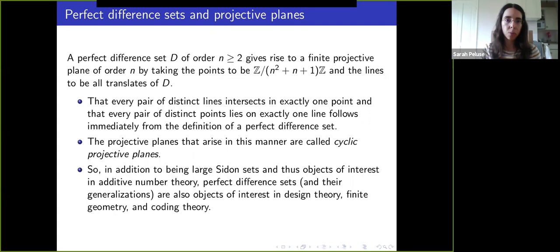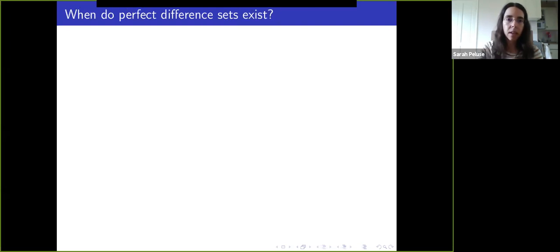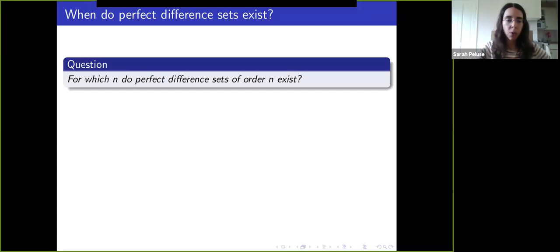The most basic question you can ask about them is, when do they exist? I said before that the order of your cyclic group has to be of the form n squared plus n plus 1. But is that the only restriction? So the question is, for which n do perfect difference sets of order n exist?